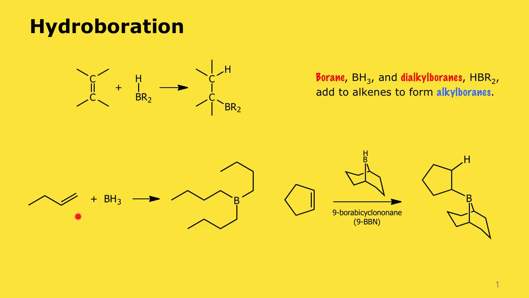Here we have a simple 1-butene reacting with borane itself, ultimately producing a trialkyl borane. It turns out all three of the boron-hydrogen bonds in borane are reactive, so three equivalents of alkene can react. There are other derivatives of borane that are available. One very commonly used one is known by this acronym 9-BBN, which stands for 9-borabicyclononane. The boron-hydrogen bond in this compound is reactive, and the boron and the hydrogen can add across double bonds.